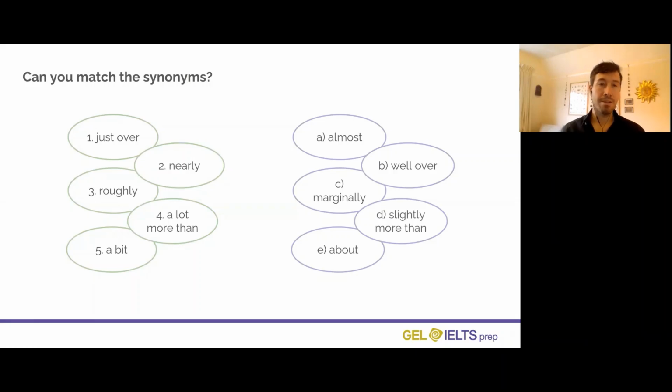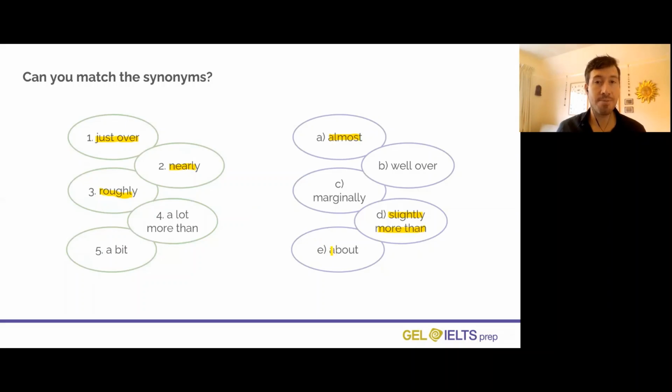Okay. Well, let's start with this first one. We've got just over. We could say slightly more than. That would be the same meaning. So just over means a bit more than. A synonym for nearly is almost. So just over means more than, and nearly is a bit less than, okay? So we could say almost.